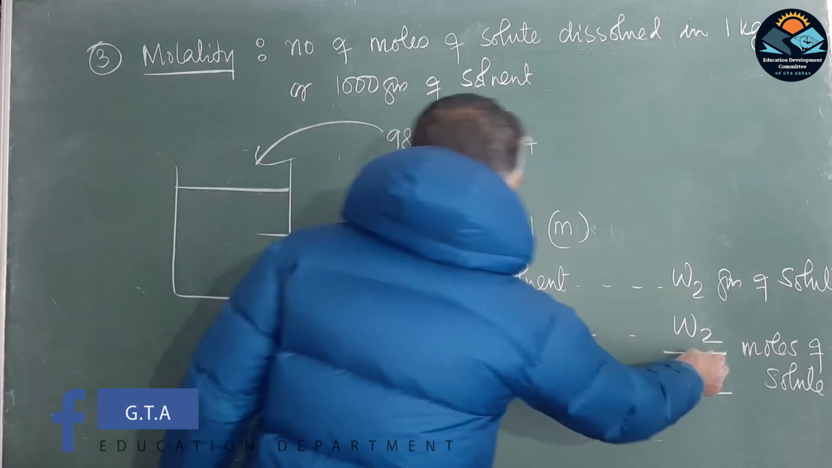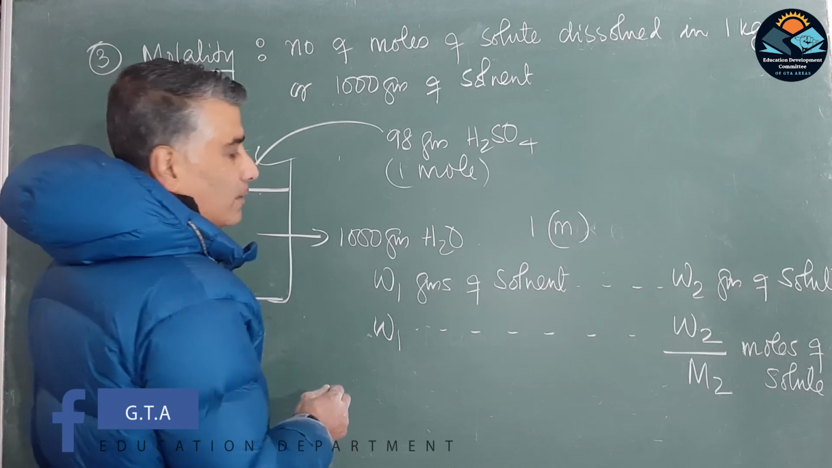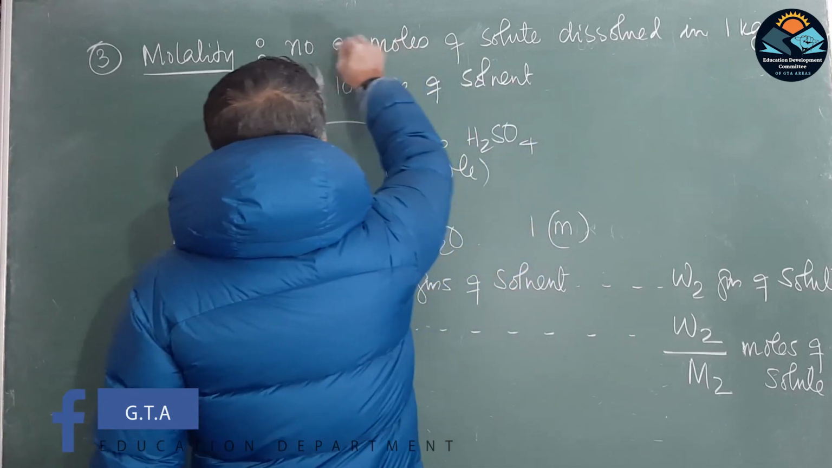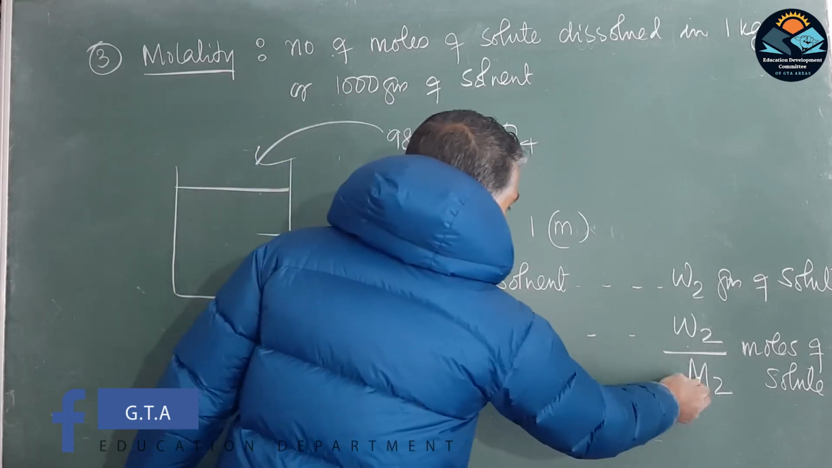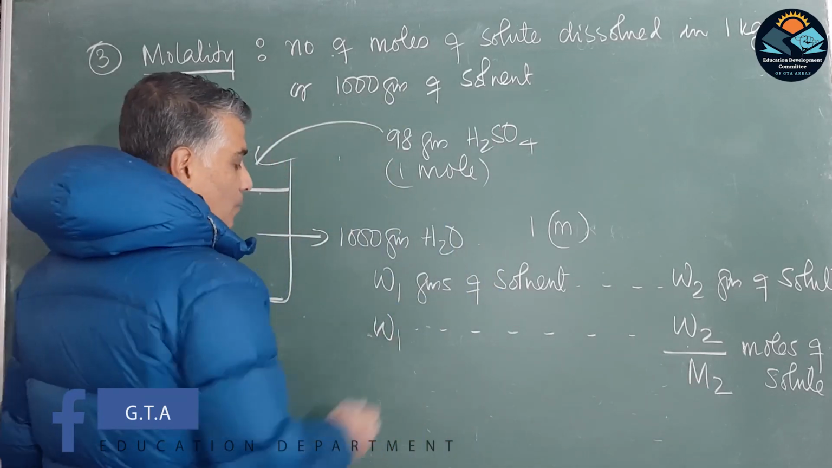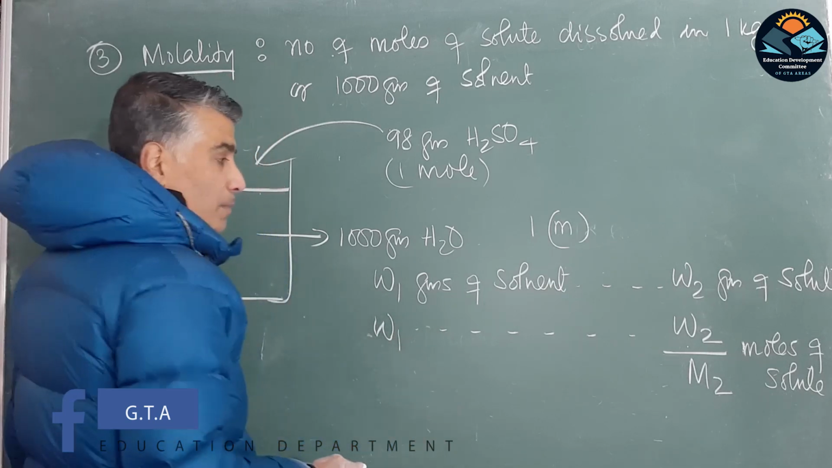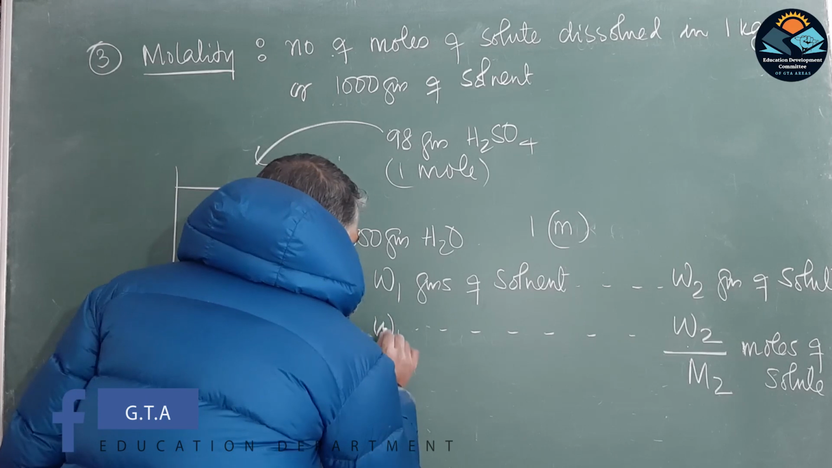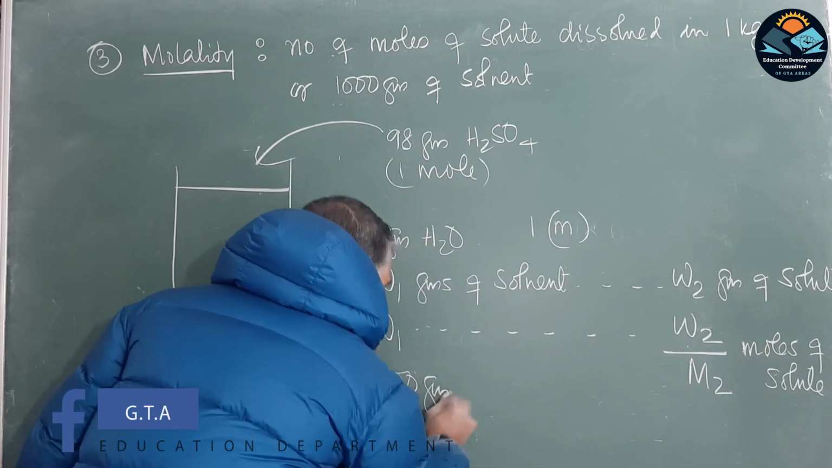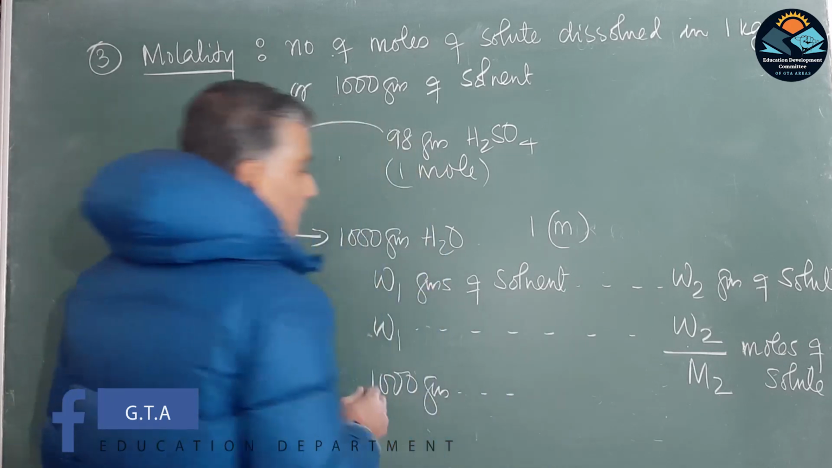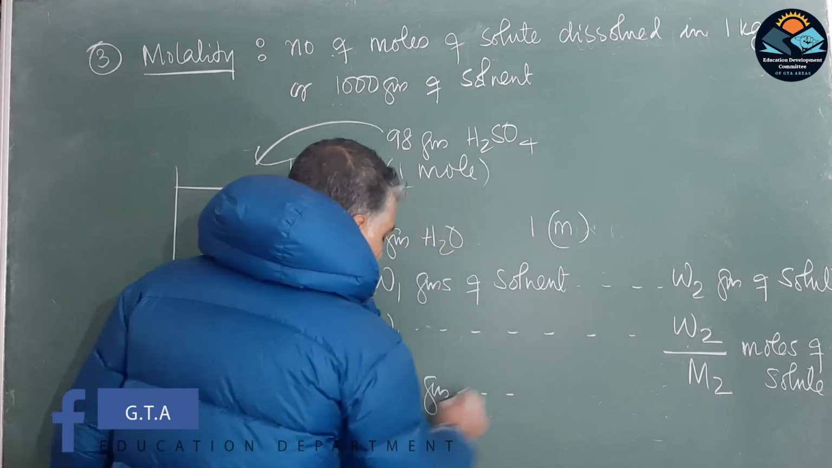So is this number of moles of solute dissolved in W1 grams of solvent molality? No. According to the definition, number of moles dissolved in 1 kg is molality, but this is not in 1 kg but in W1 grams, isn't it? So this is not going to give me molality. So if W1 gram has that many moles, then 1000 gram will have how many moles? If you have 1000 grams, I can simply find using the unitary method. So W1 has that many moles, 1000 will have how many moles?